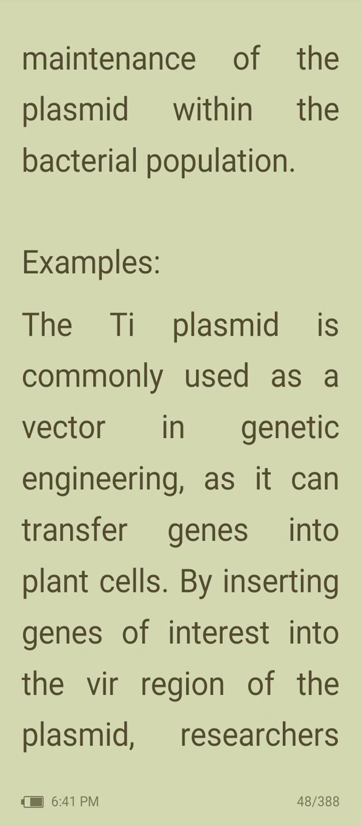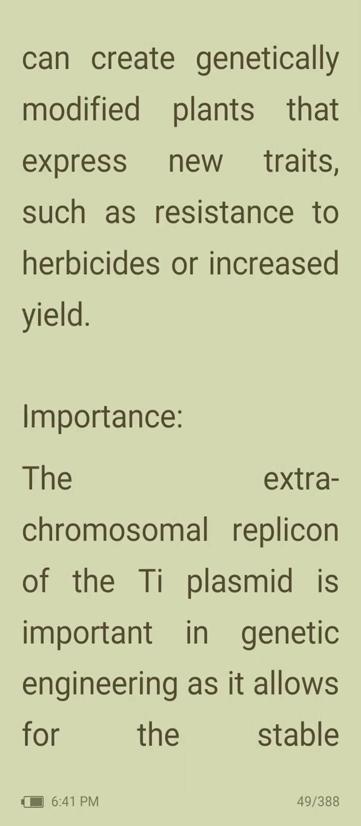The Ti plasmid is commonly used as a vector in genetic engineering as it can transfer genes into plant cells. So, by inserting genes of interest into the vir region, or virulence region, of the plasmid, researchers can create genetically modified plants that express new traits such as resistance to herbicides or increased yield.